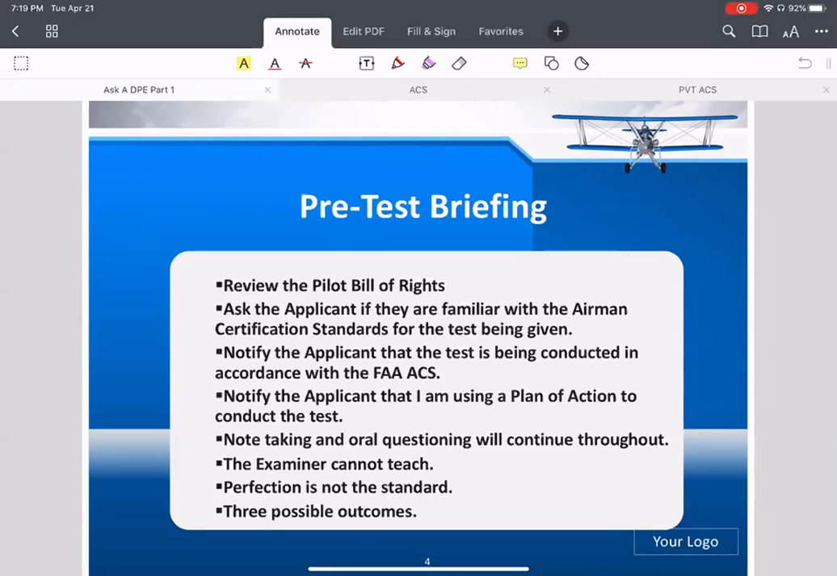And no, unfortunately, I cannot share that with you. That is a private document. The FAA would have a cow if I shared that with anyone. So don't ask, please. The other thing, note taking and oral questioning will continue throughout, and that's why I call it a ground session and then the flight session.